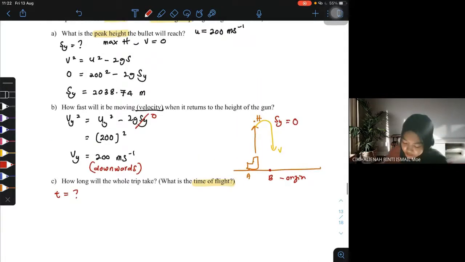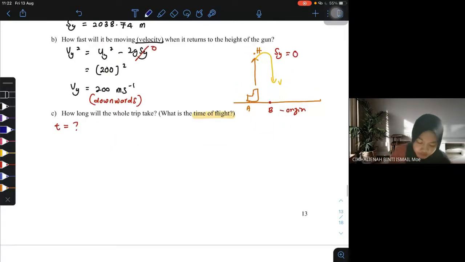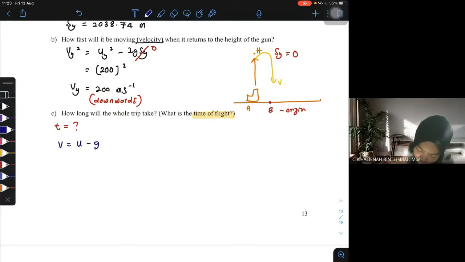Okay, so whole trip ni adalah bermaksud daripada point A dia turun semula ke point B. So this whole journey, what is the time? So which formula we are going to use? V equals to U minus GT. V is equal to U minus GT, and then we want to find T here.